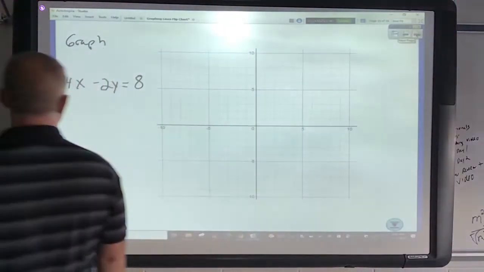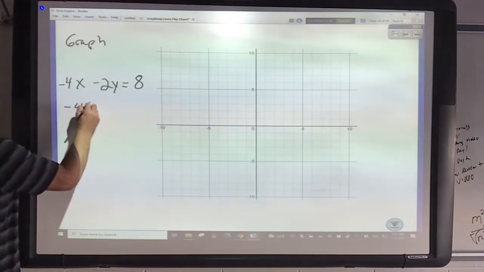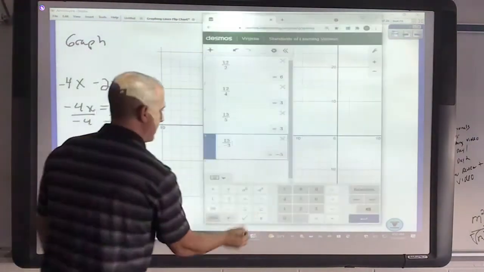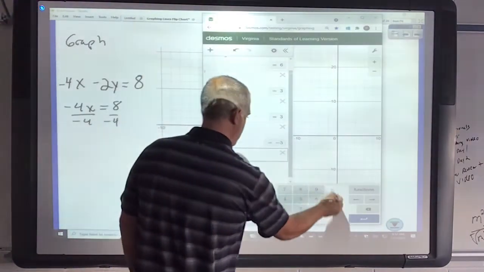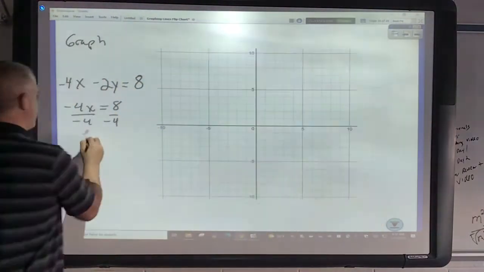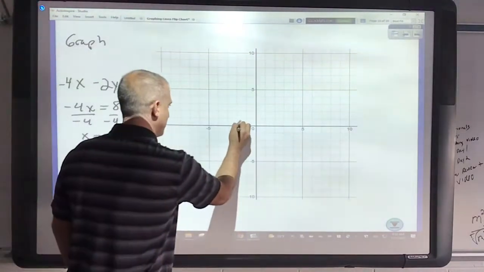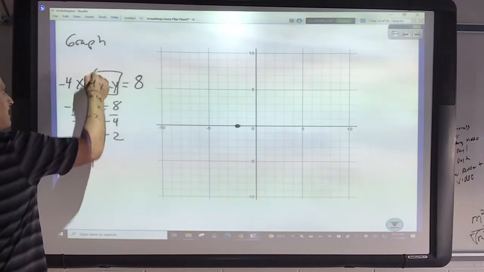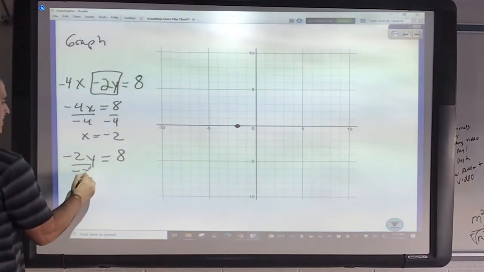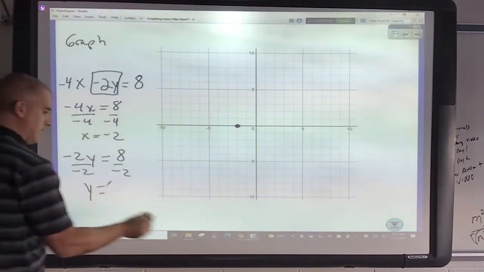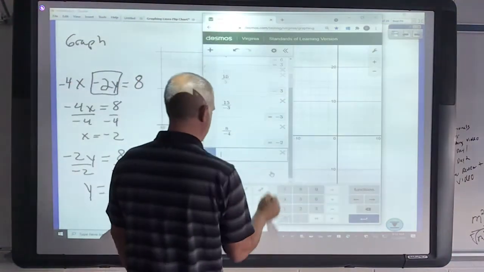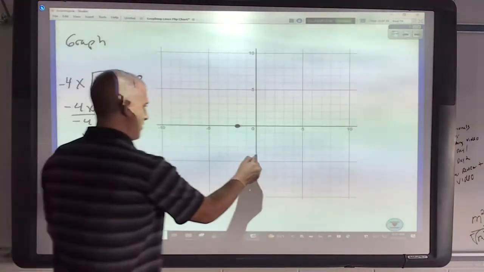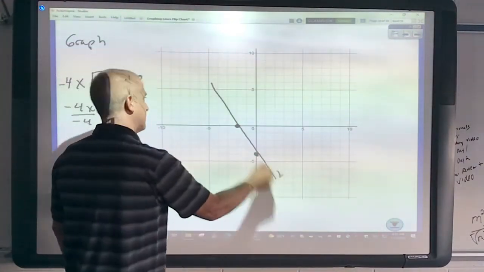And I've got this one. I've got negative 4x equals 8 divided by negative 4. So 8 divided by negative 4 is negative 2. Negative 2 on the x-axis would be here. Then I want to take negative 2y. So we have to take that part. Equals 8 divided by negative 2. 8 divided by negative 2 is negative 4. Negative 4 on the y-axis would be here. Connect the dots.